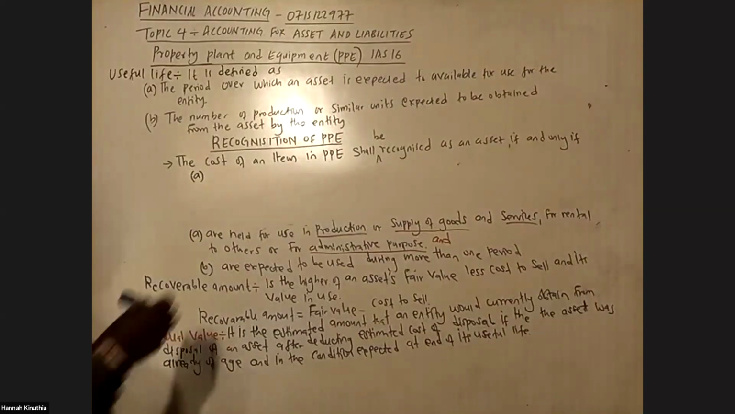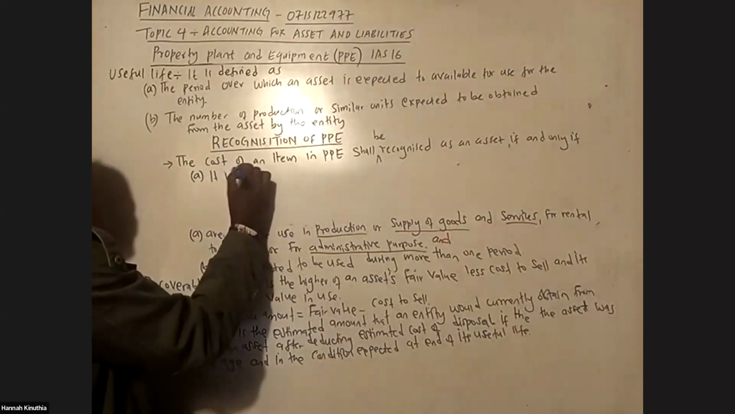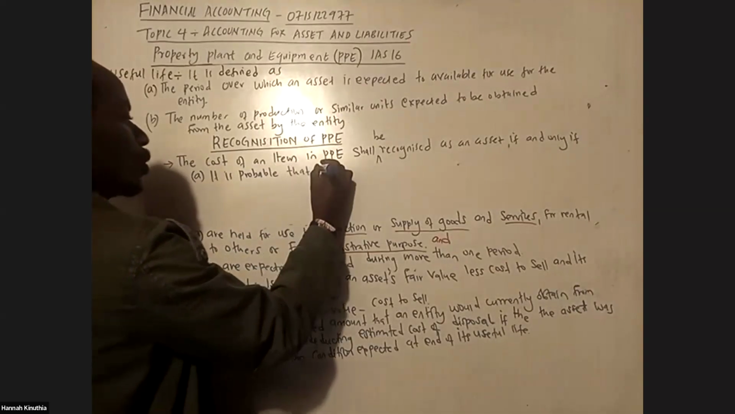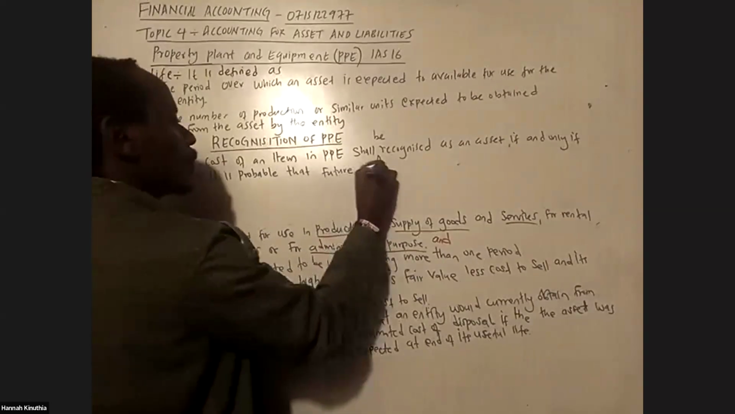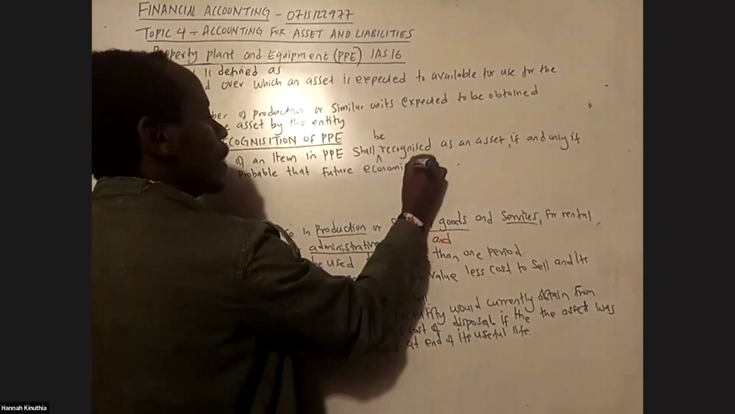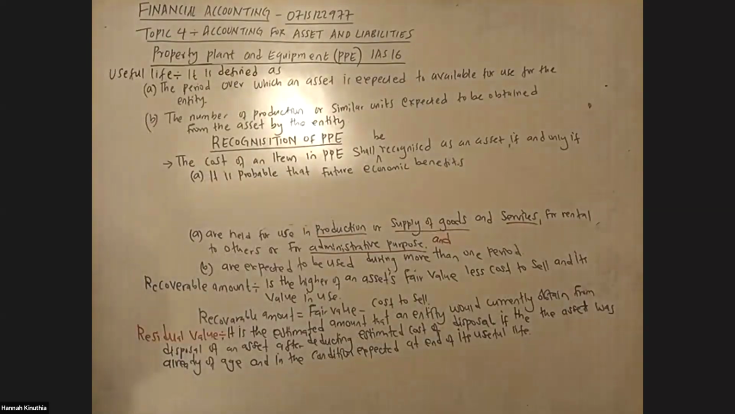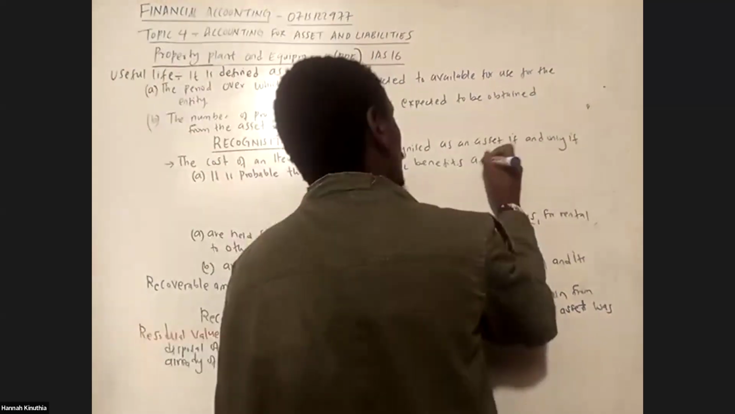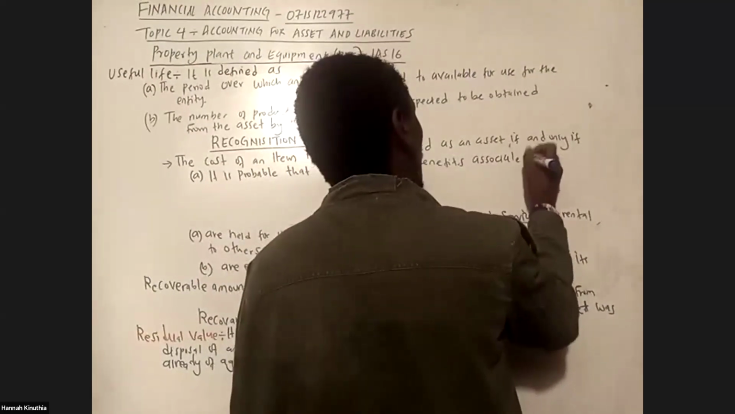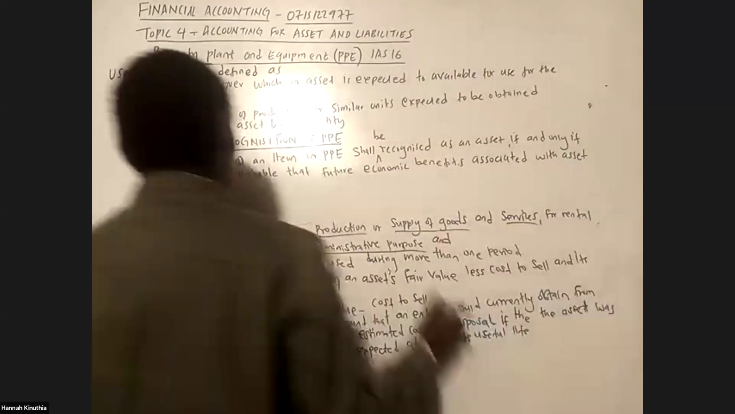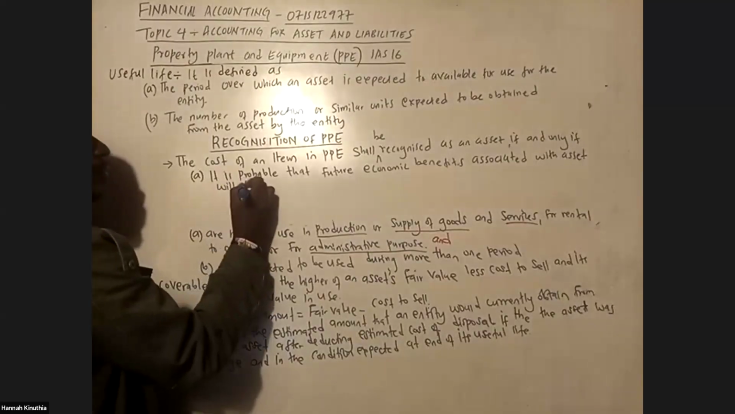associated with the item will flow into the entity. That's number one.